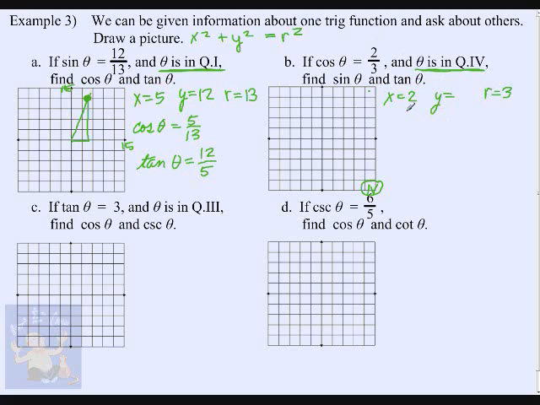Let's do the Pythagorean theorem to figure this out. We get 2 squared, which is 4, plus y squared, which we need to learn, equals 3 squared, which is 9. So y squared equals 9 minus 4, 5. So y is the square root of 5.